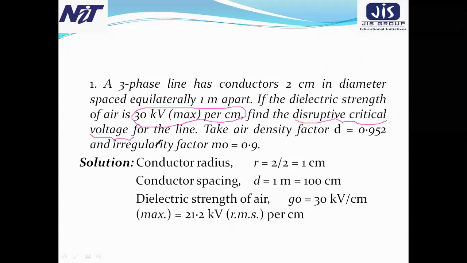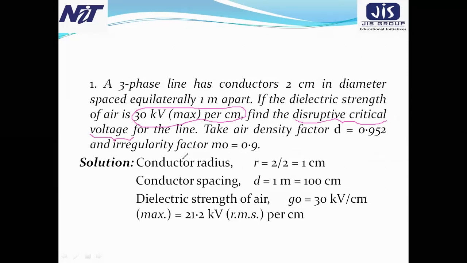So this is our aim from this particular lecture. We have to find the disruptive critical voltage for the line. We already defined what the disruptive critical voltage is, and how to develop the equation, in lecture 1. Take the air density factor, so we have to consider the air density factor as 0.952 and the irregularity factor M0 equal to 0.9.